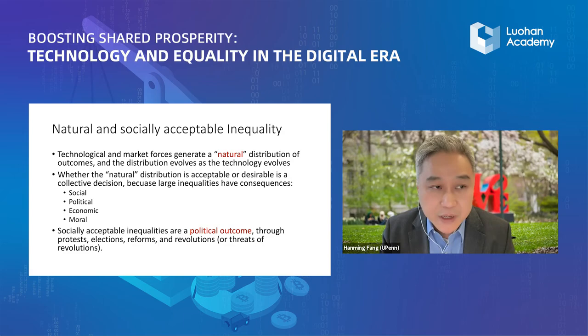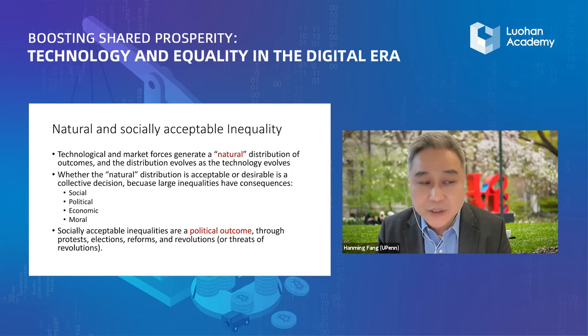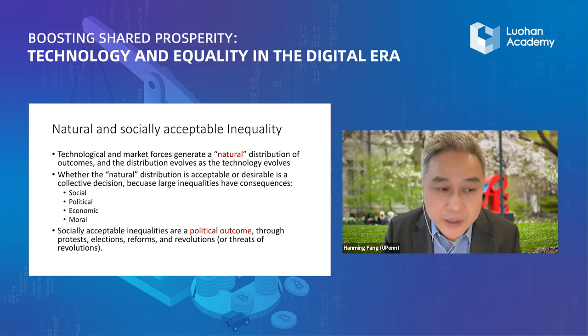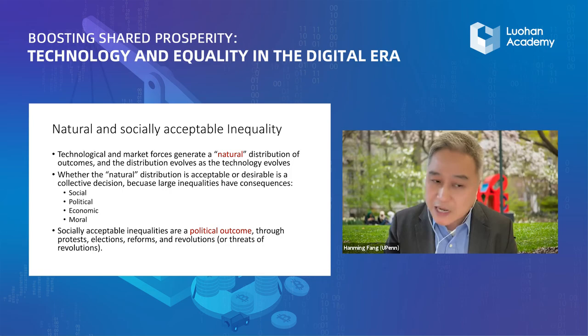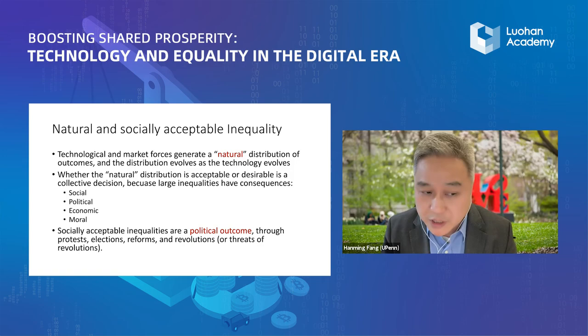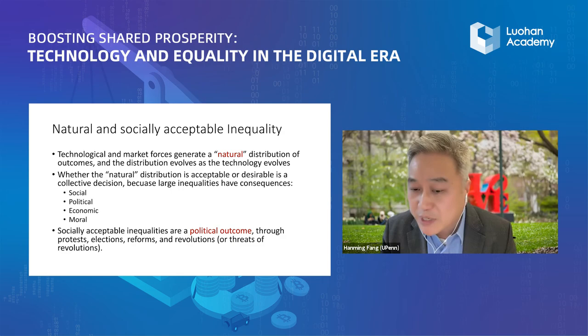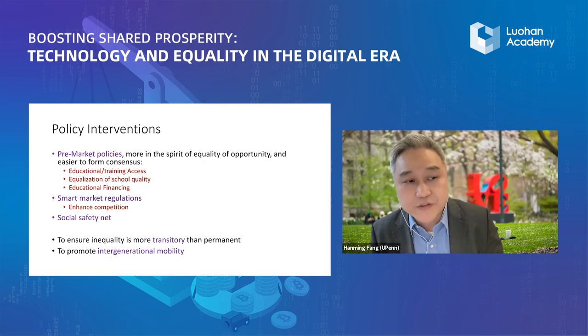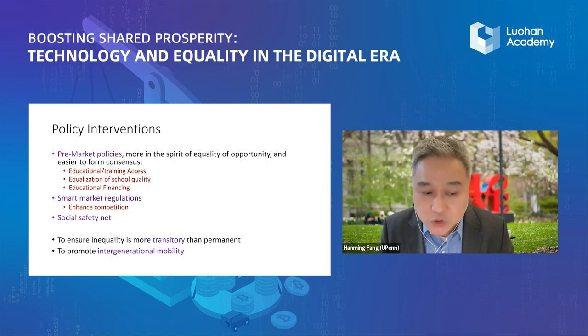This is the point I want to echo with Professor Spence. There will be inequality in whatever mechanism we organize our economy, and whether these natural distributions of inequality are acceptable or not is a collective decision, because large inequalities will have consequences that are social, political, economic, and moral. Ultimately, socially acceptable inequality is a political outcome through protests, elections, reforms, and revolutions, or threats of a revolution. And finally, let me end with this slide. We should think about pre-market policies, market regulations, and the social safety net, right? Interventions in the pre-market, market, and post-market. The goal is to ensure inequality is more transitory than permanent and to promote intergenerational mobility. So I'll stop here. Thank you.